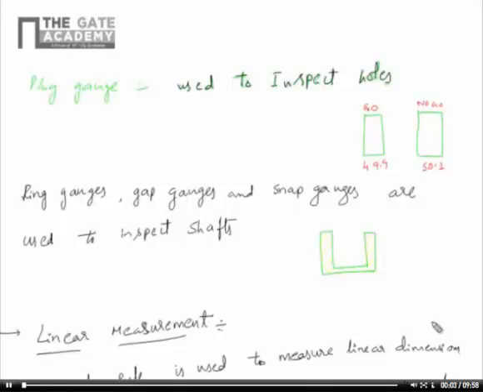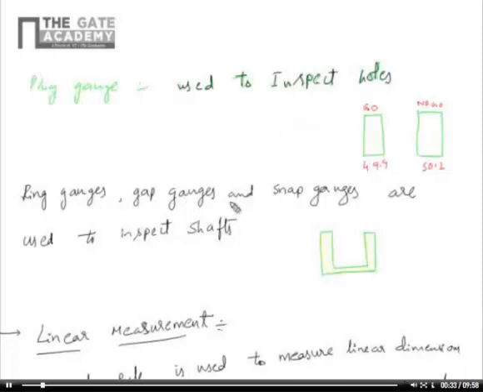Plug gauge is used to inspect holes. If you look at the diagram, there is a go gauge and a no-go gauge. Suppose I am inspecting a hole of 50 mm. The go gauge is less than 50, say 49.9, so it enters into the hole. The no-go gauge is 50.2, and it doesn't enter into the hole. So the component is accepted.